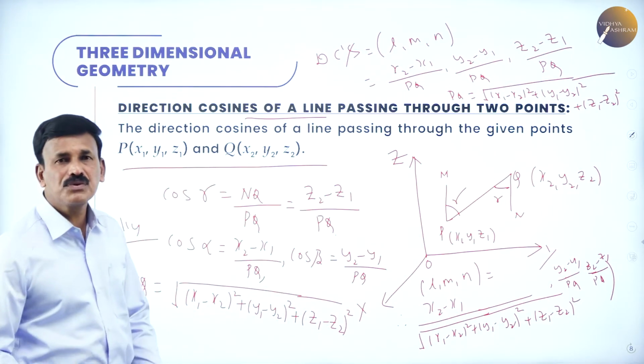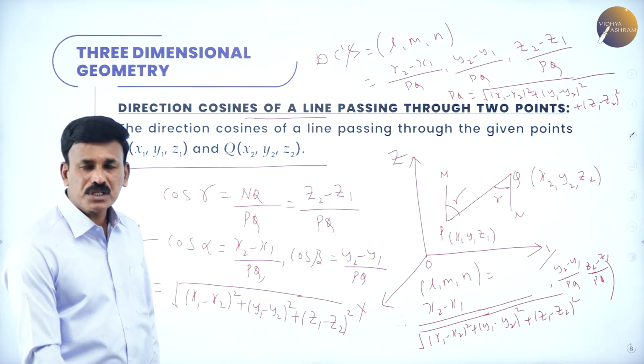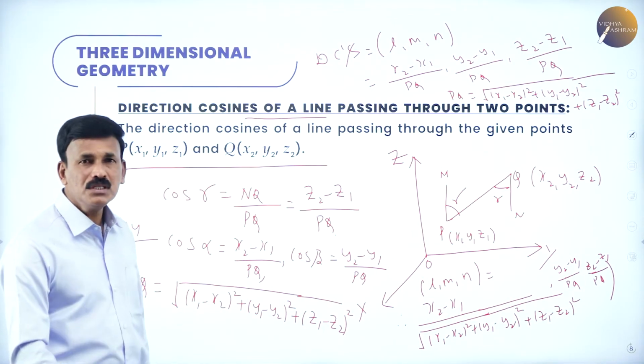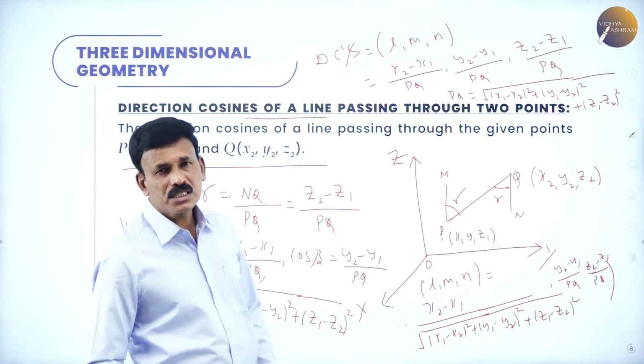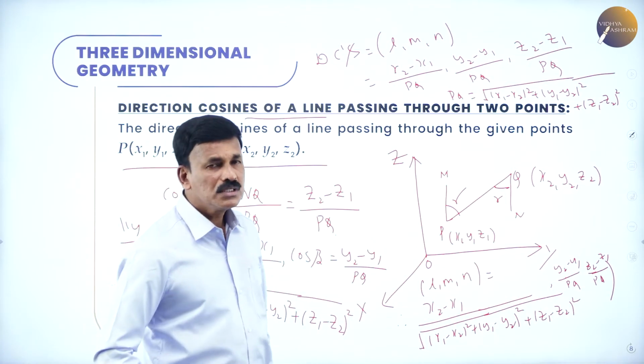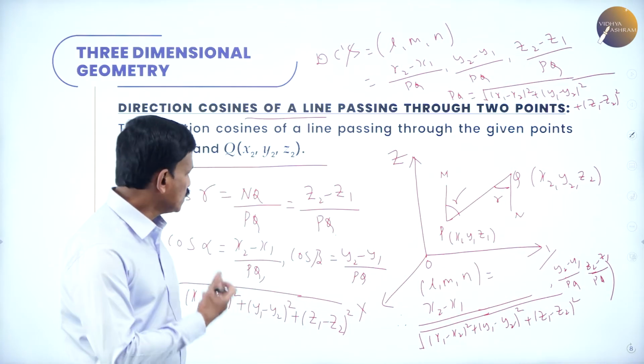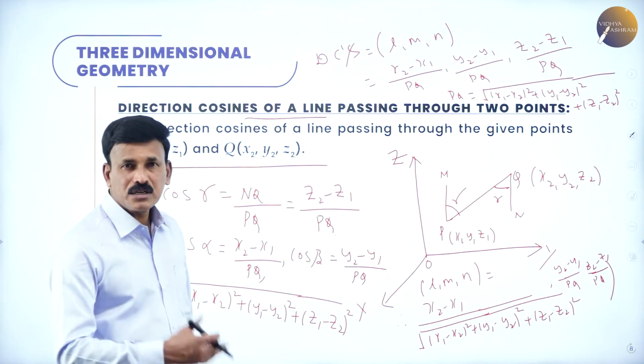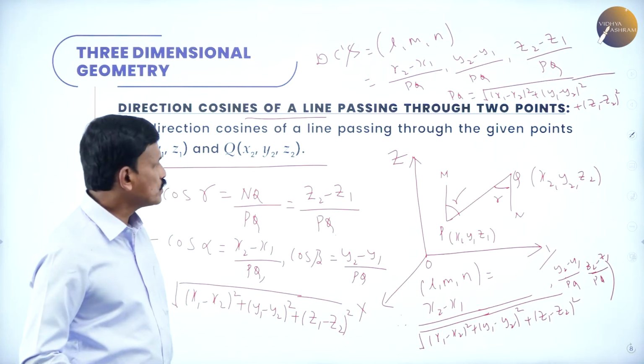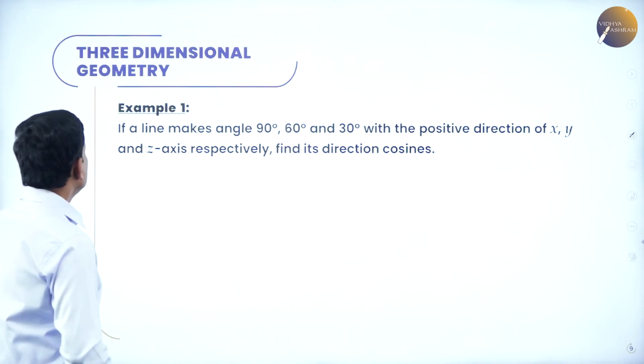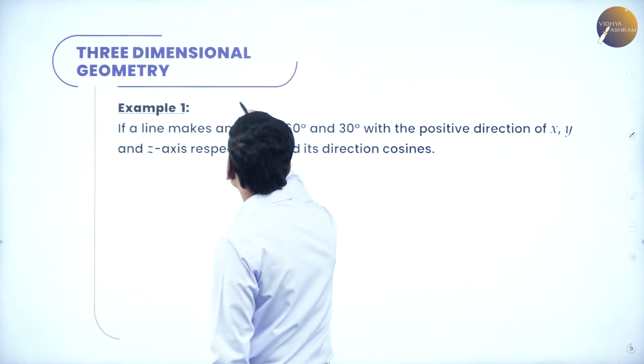That's all. These are a few very important basic concepts in 3D. You might have studied this in your first PUC also, so the same concept we are studying here. Now, let us take a few problems based on these concepts. Now, come to the problems. If a line makes an angle, this is very important for 1 mark.